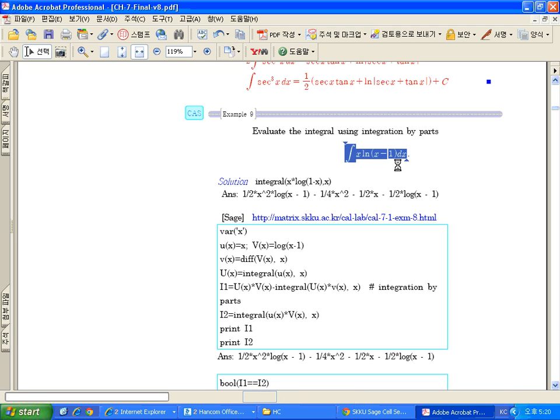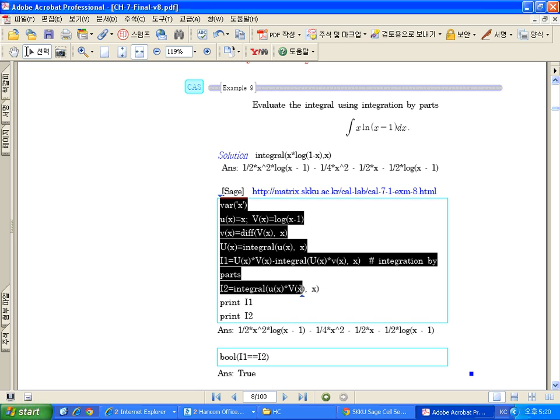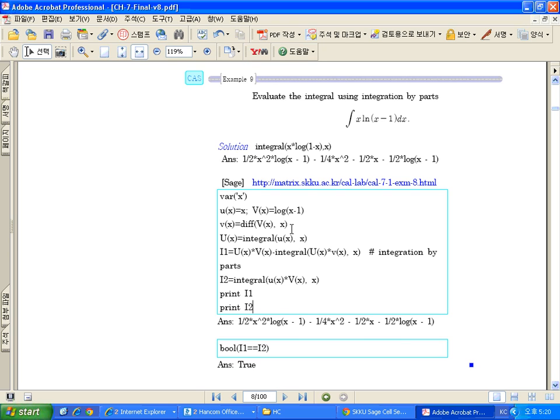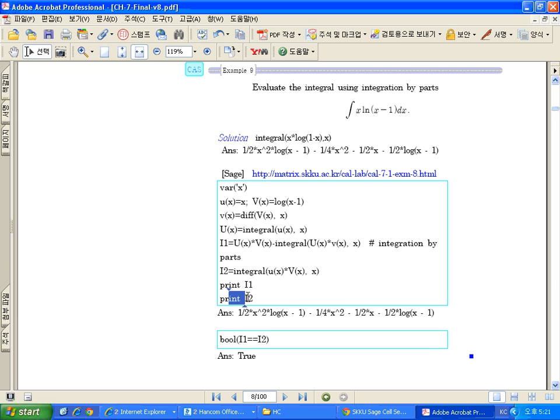Evaluate the integral using integration by parts. Okay, you do this integration by parts. Actually, this is the code for doing integration by parts. What I did was let's define u as x, v as log x minus 1, and v of x is a derivative of this big one, and capital U as an integral of little u with respect to x. Then I1 was the formula for it by integration by parts, and I2 is the integral of u plus little u plus big U.